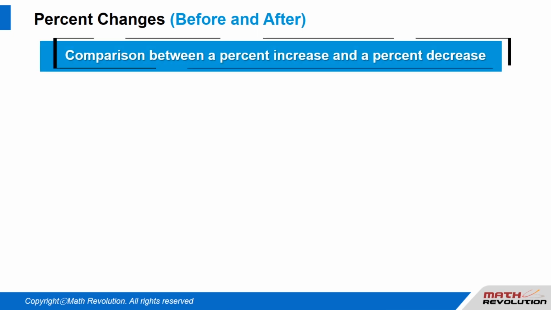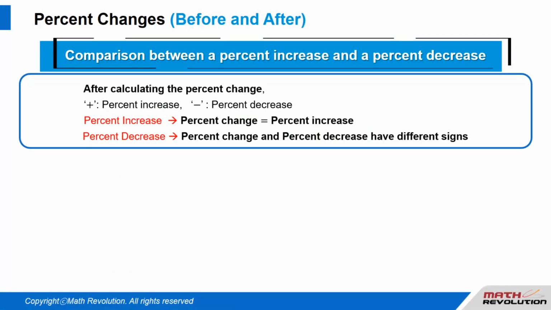Comparison between a percent increase and a percent decrease. After calculating the percent change, plus indicates a percent increase, whereas minus indicates a percent decrease. In the case of a percent increase, the percent change is equal to the percent increase. In the case of a percent decrease, the percent change and the percent decrease have different signs. Percent change can include a decrease in percentage or an increase in percentage. It always includes two different time periods, one period before and the other after.